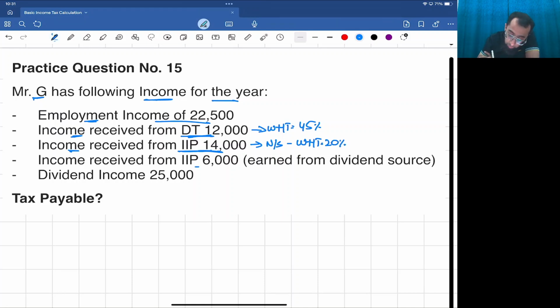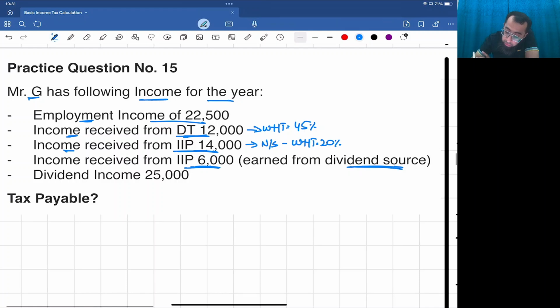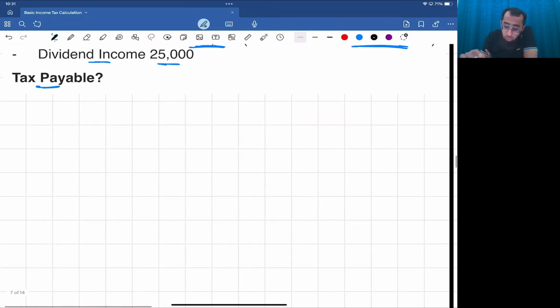Then income received from IIP earned from dividend source. So here the withholding tax will be 8.75%. When the source is stated, you follow that. When there is no source stated, you assume non-saving. And then there is dividend income 25,000. You have to work out the tax payable. I believe again it's just a routine question following the steps, and that's all. So let's do the tax payable.